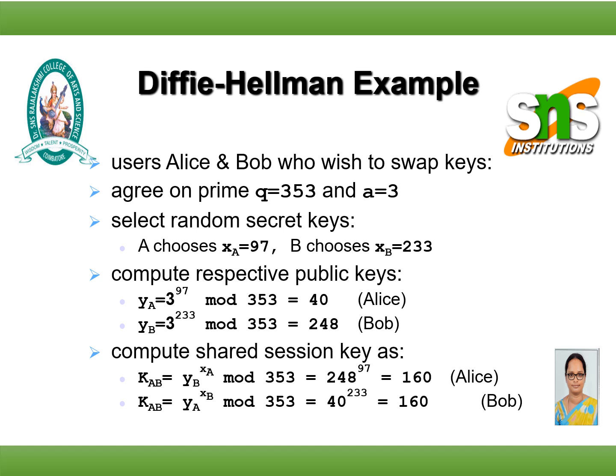And in the computation, the session key for Alice is 160 and for Bob is 160. The same, they will get the same shared session key.